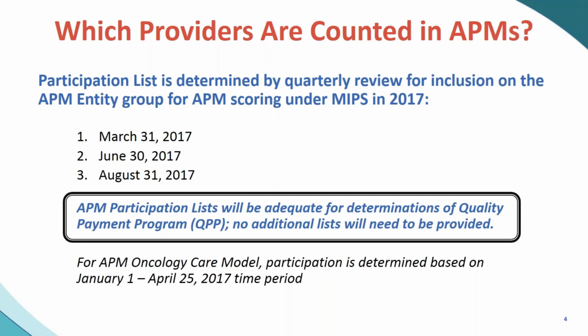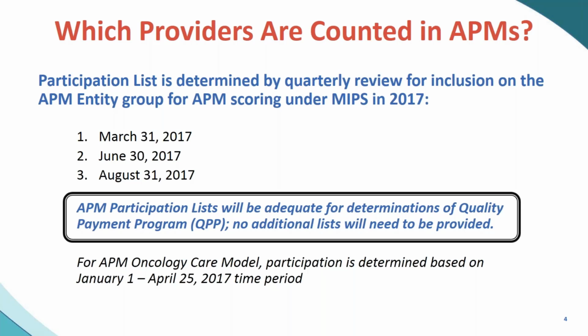They look at, it's determined on time period participation. So if they look there, the participant lists are adequate for determinations under QPP. You don't have to do any more work. You don't have to look anywhere else. If a provider's on the list at any of these dates and at the end of the year. Yeah, and you don't need to do any separate registration for it.